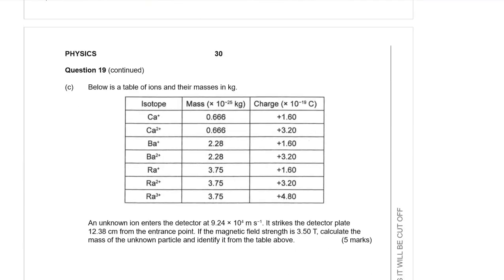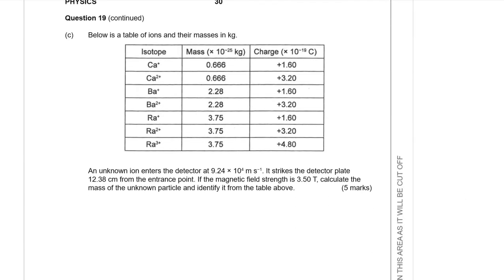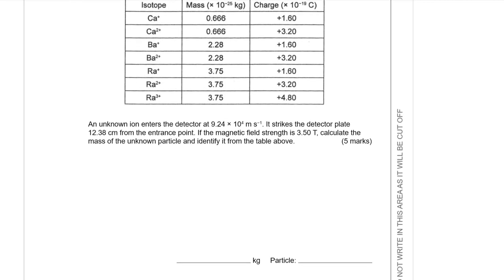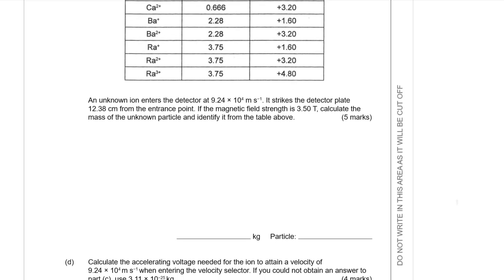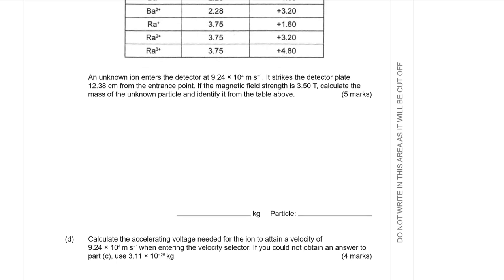So question 19. You've got a table here, that's great. An unknown ion enters the detector at 9.24 times 10 to the 4 meters a second, and now you need to find out what that mystery ion is. So it's giving you enough information, and no bonus points for figuring out that you're going to need to use this equation. Rearranging the equation, you can get the mass by itself: qBr on v.